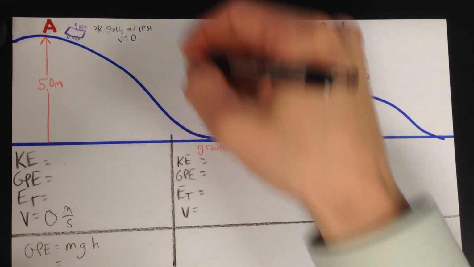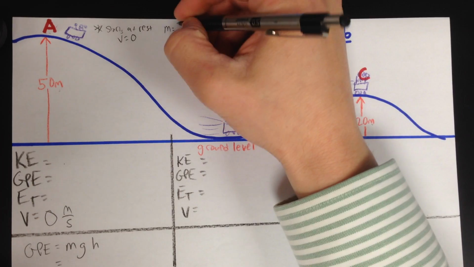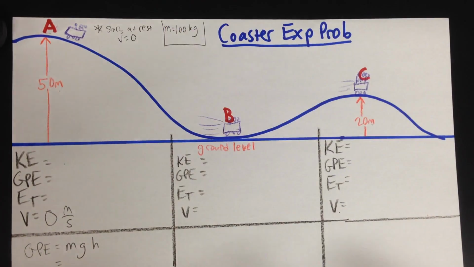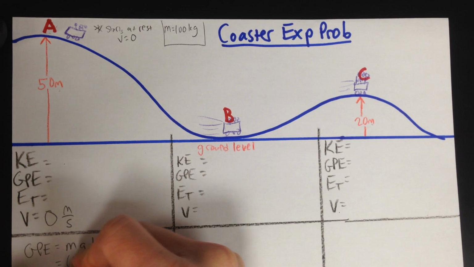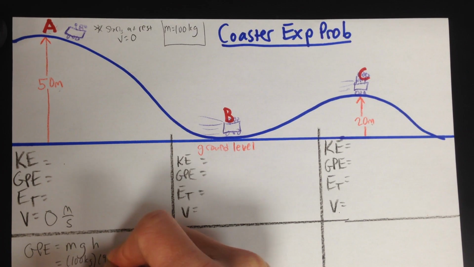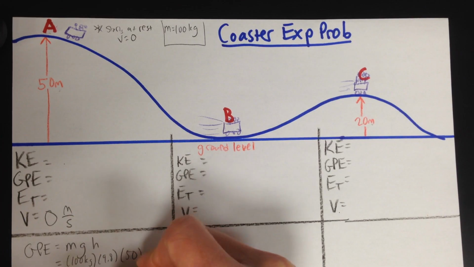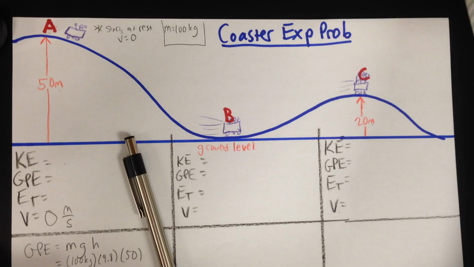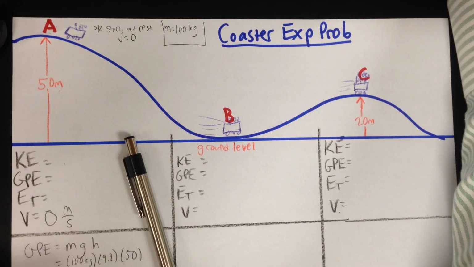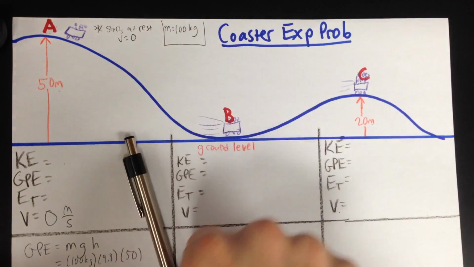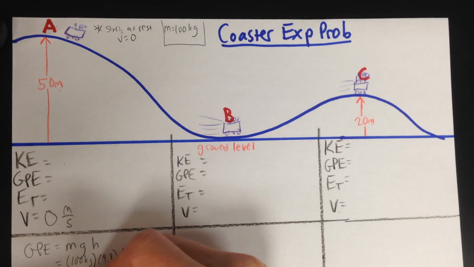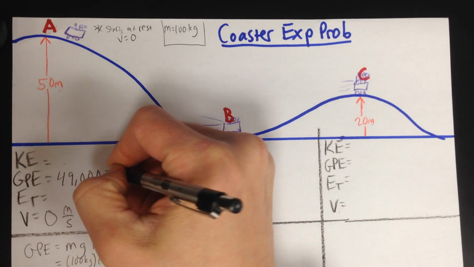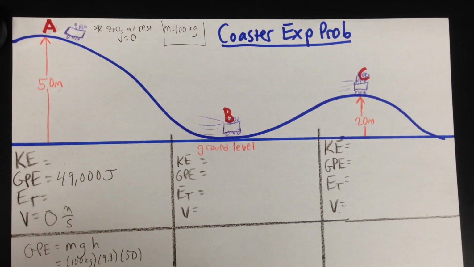And we've got to give a mass to the coaster. Let's just say 100 kilograms will be our mass. So 100 kilograms times 9.8 times the height, which is 50 meters. Type that in your calculator right now. And you get 49,000 joules of GPE. It's a heavy coaster, so there's a lot of energy. Joules is the unit for energy.